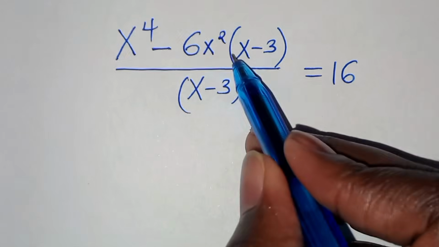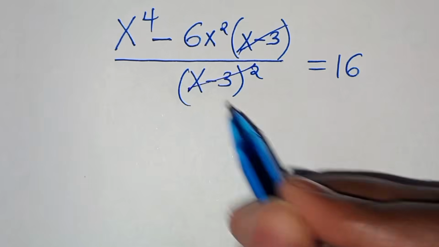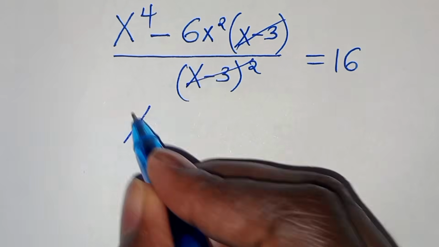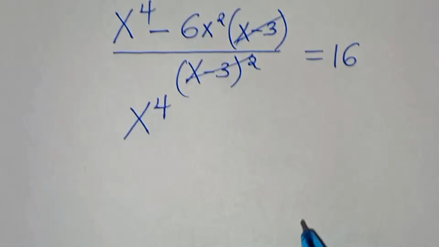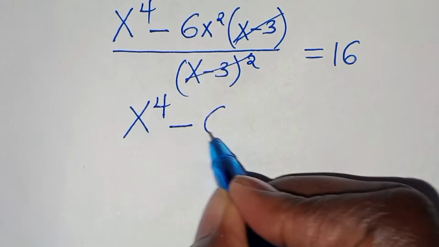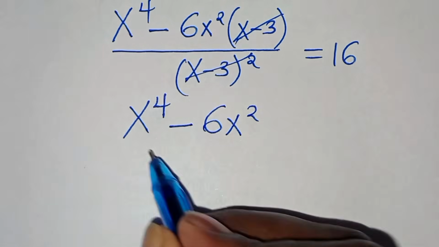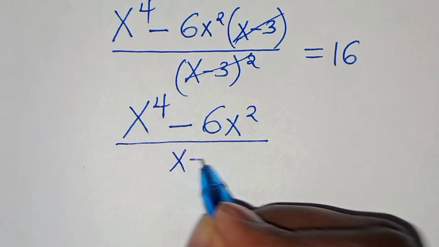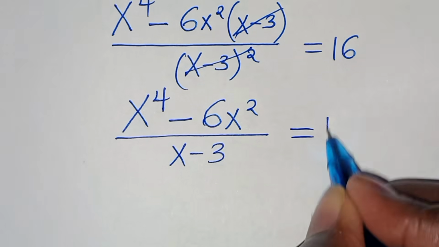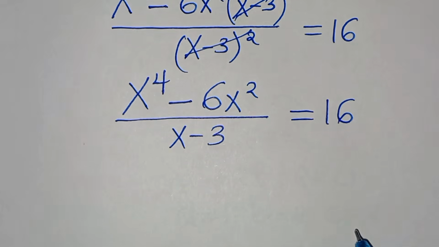Now let's simplify x minus 3 here and x minus 3 here. So this is x to the power of 4 minus 6x to the power of 2 divided by x minus 3. This is equal to 16.